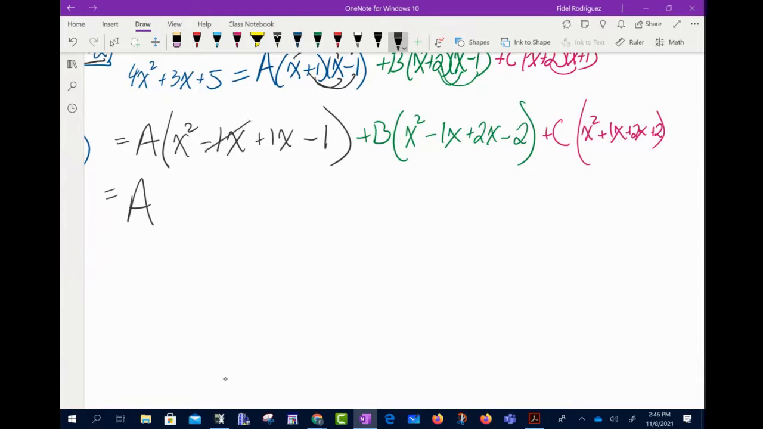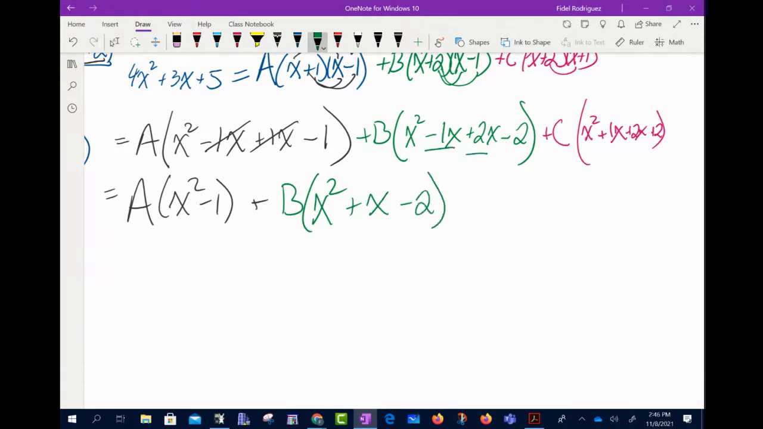So in the first one, -1X and plus 1X cancel out. This is an X squared minus 1. Okay. Now we got a B. Let's see, an X squared. A minus 1X and a plus 2X is a plus X minus 2. And then for my C, we have an X squared. A 1X and a 2X is a 3X plus 2.